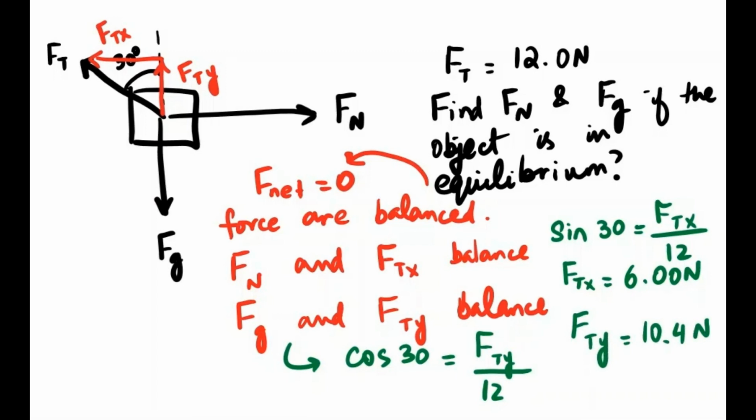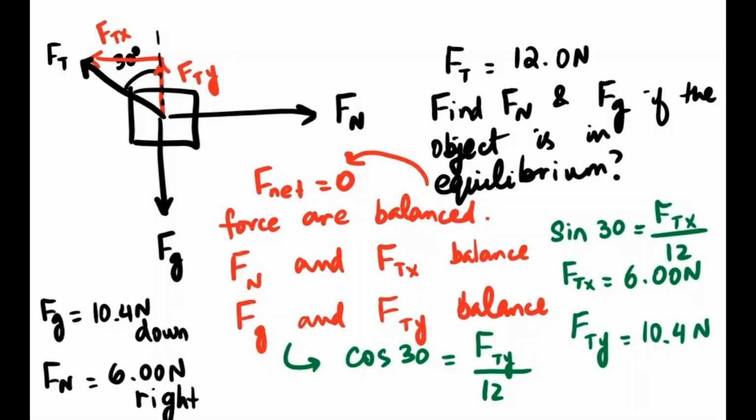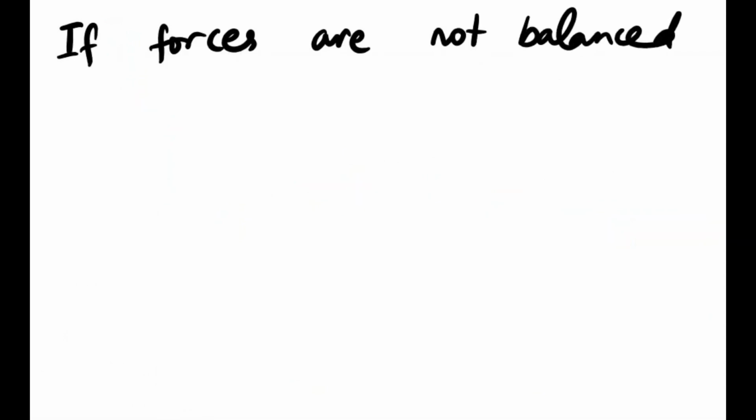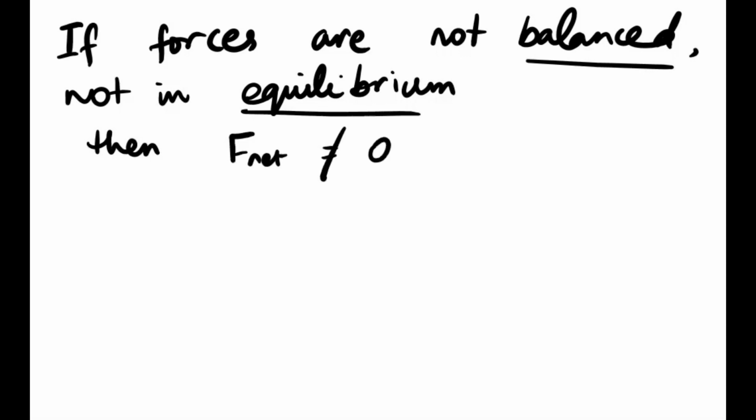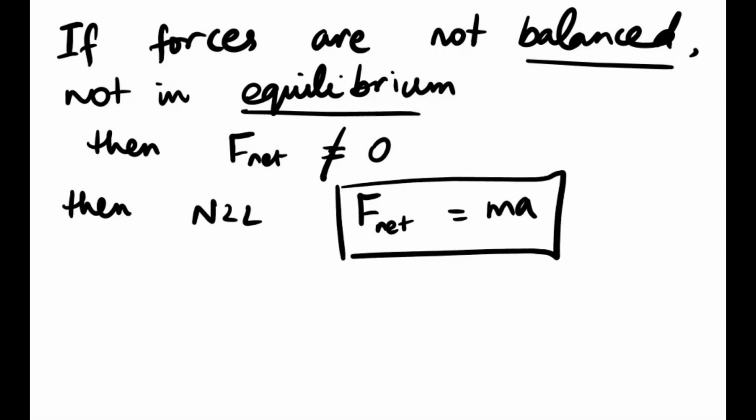Now if you notice, the gravitational force is in the downward direction and it's balanced by Fty, so I'm going to write it down as 10.4 newtons down, whereas the normal force is towards the right, so I'm going to write it as towards the right. These are not balanced, and that's the scenario that we have not seen in this video yet, but we have seen it for Newton's second law. If it's not balanced, it's not in equilibrium, which means that the net force is not equal to 0, and that's where we can use Newton's second law, which is net force is equal to mass times acceleration.